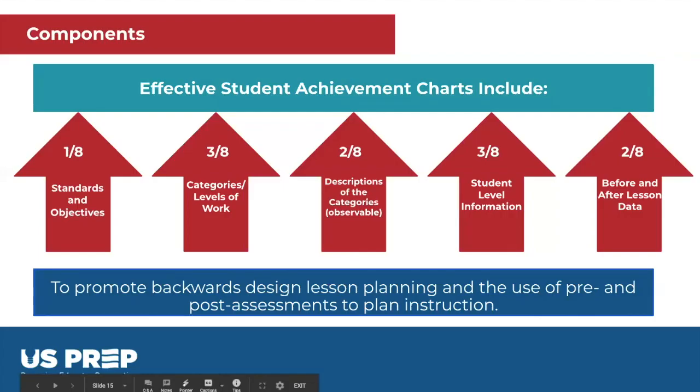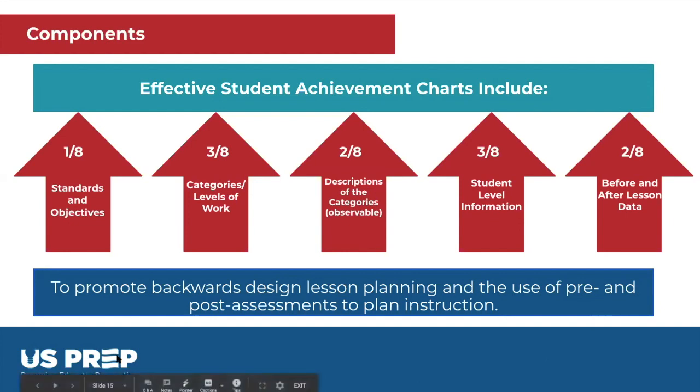All right. So then 2 out of 8, again, talked about the importance of the descriptions of the categories. Some groups, again, even talked about the importance of these descriptions being measurable and observable. 3 out of 8 of our groups listed student level information as a component. And then 2 out of 8 of our groups listed before and after lesson data. So we really just had the opportunity to explore a wide range of what student achievement charts could look like, depending on content and grade level.